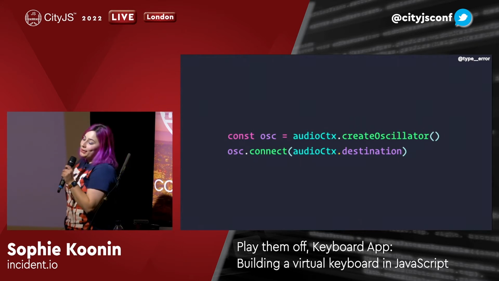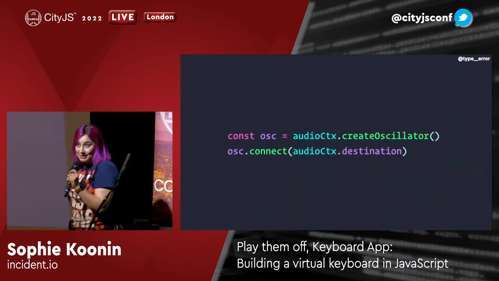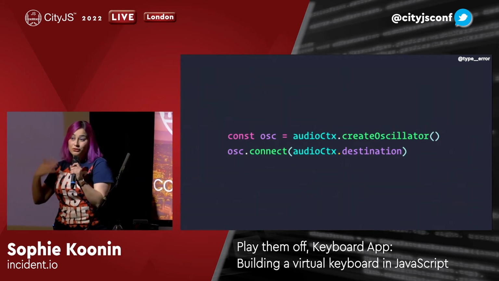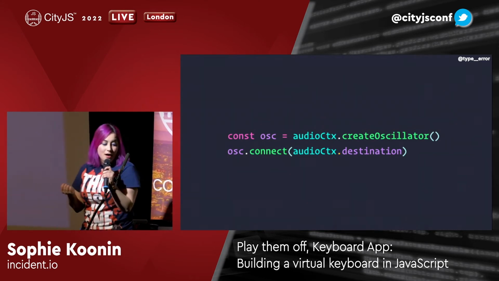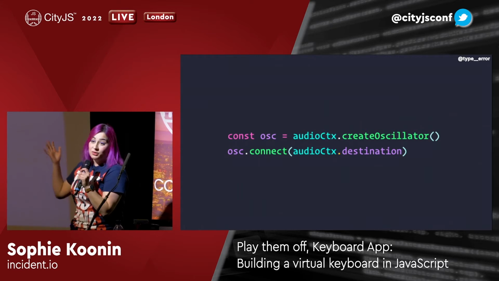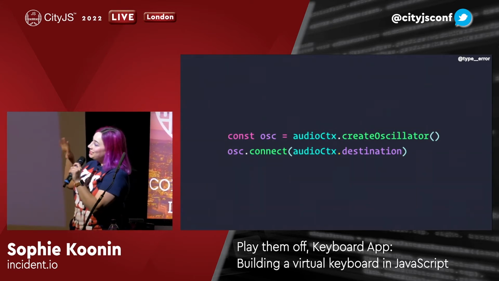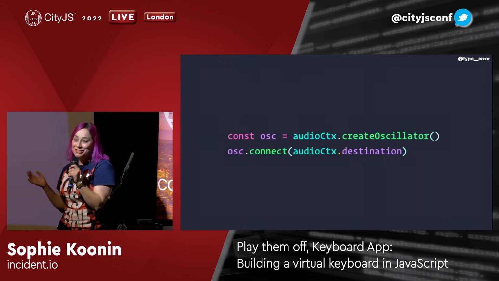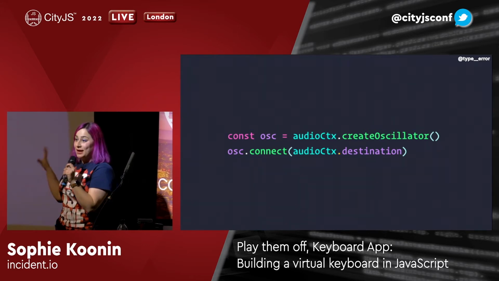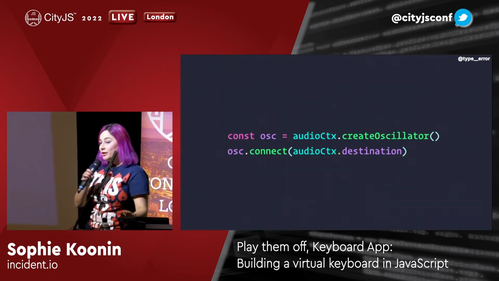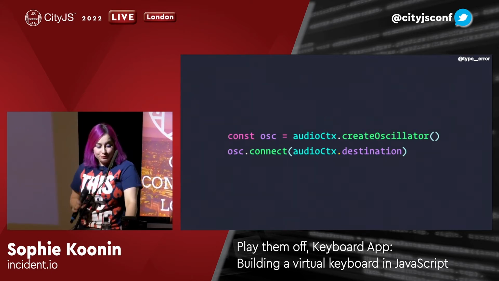And then we call the create oscillator function, and this gives us an oscillator. And in real life, an oscillator is a circuit that produces a constant waveform. But well, I don't know how it works. It's just there. But what we do is we connect it to what's called the audio context destination, which defaults to your system output. So speakers, headphones, that kind of thing. It won't be doing anything just yet.